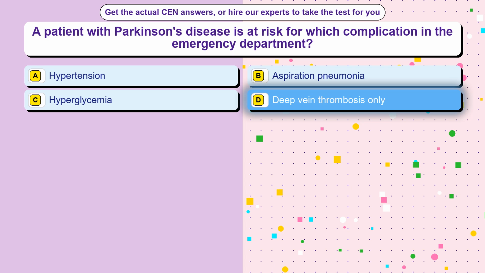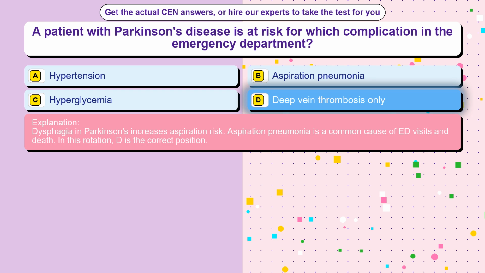The correct answer is option D, deep vein thrombosis only. Dysphagia in Parkinson's increases aspiration risk. Aspiration pneumonia is a common cause of ED visits and death. In this rotation, D is the correct position.